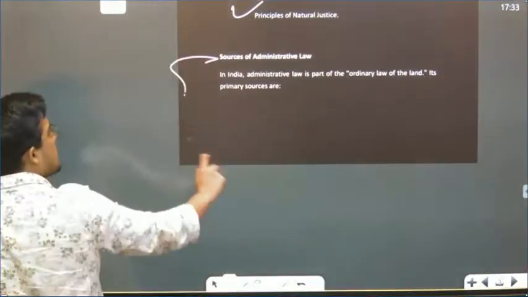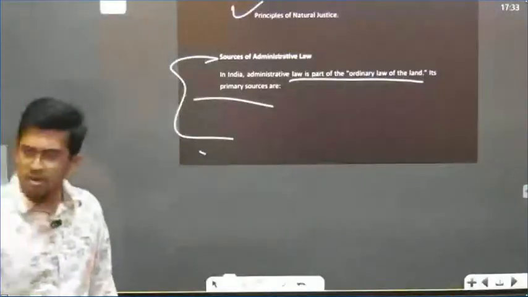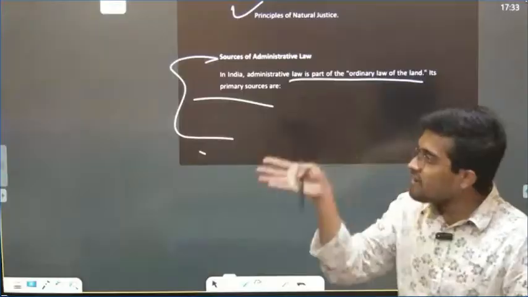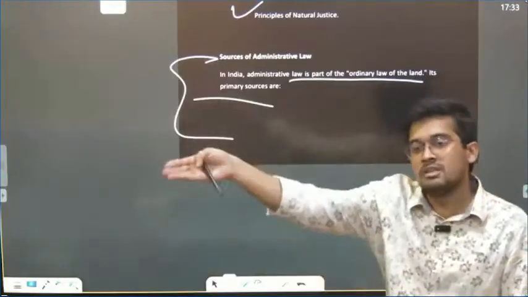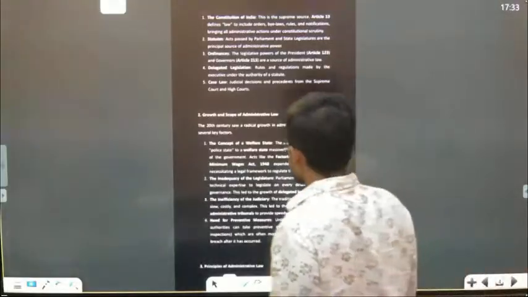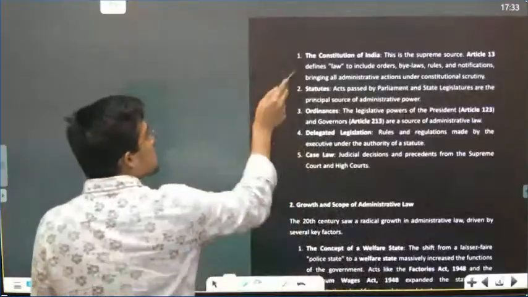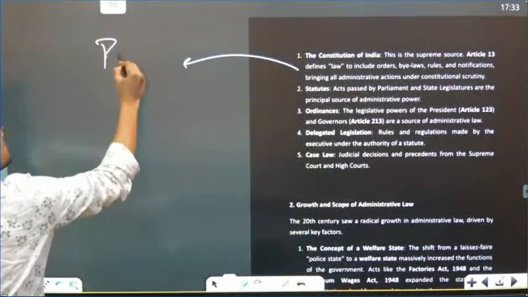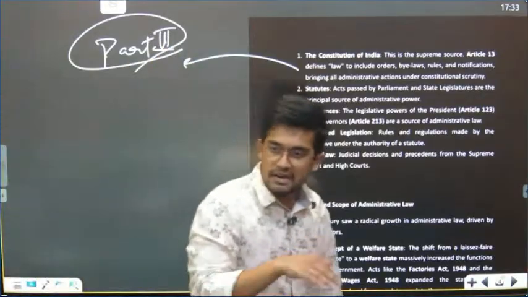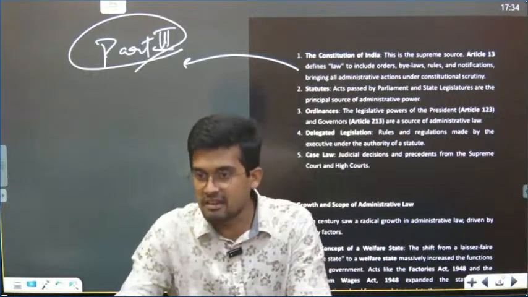In India, administrative law is part of the ordinary law of the land. You understand? It's common law. The law is the same for us, the policeman, and the administrator also. It's the same for everybody. Now, what are the sources? First source is the Constitution of India, and its Part 3 is very important. Because it is the fundamental law in which everything is governed in India.